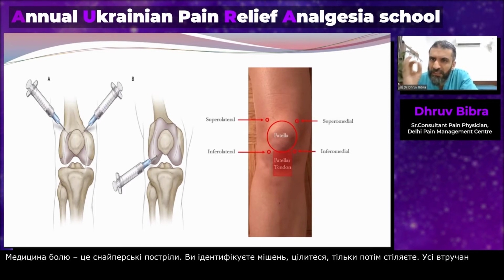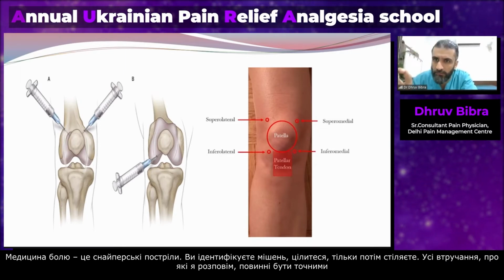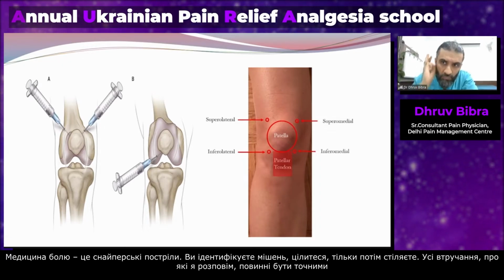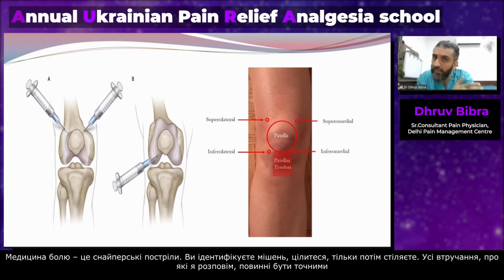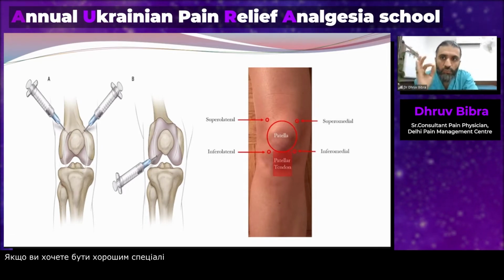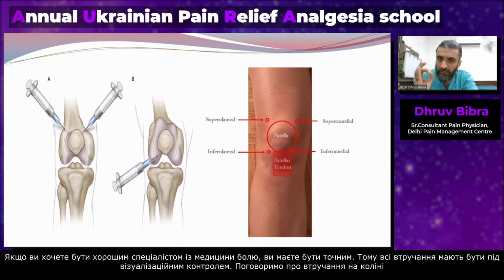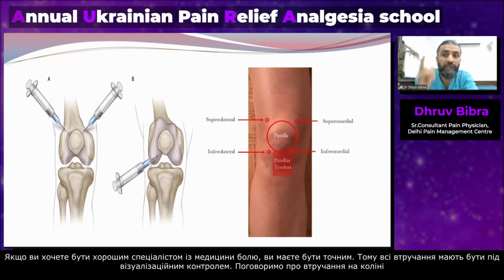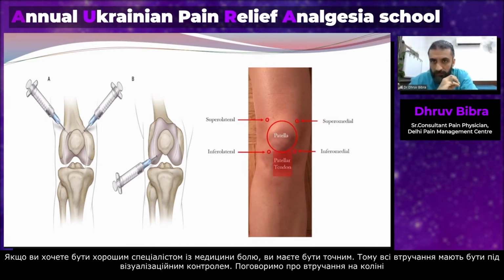Pain medicine is all about taking that sniper shot. You identify the target, you aim at the target, and then you deliver the deadly blow. So whatever interventions we discuss always have to be precise. That is what separates us from the other people doing intervention. If you want to practice good pain medicine, you have to be precise, and that is why all interventions have to be image guided. Fine. So let us talk about these knee interventions.